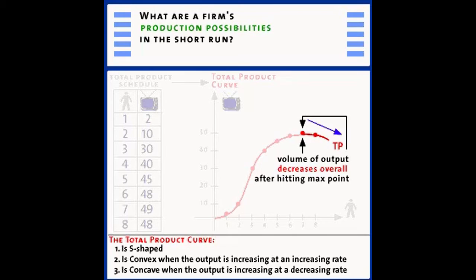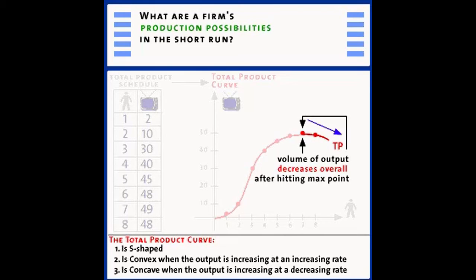Economists usually draw the total product curve for a particular firm as having this S shape because it represents assumptions about technology that we believe match pretty well the reality of a lot of production processes, certainly production processes that involve manufacturing or making things.